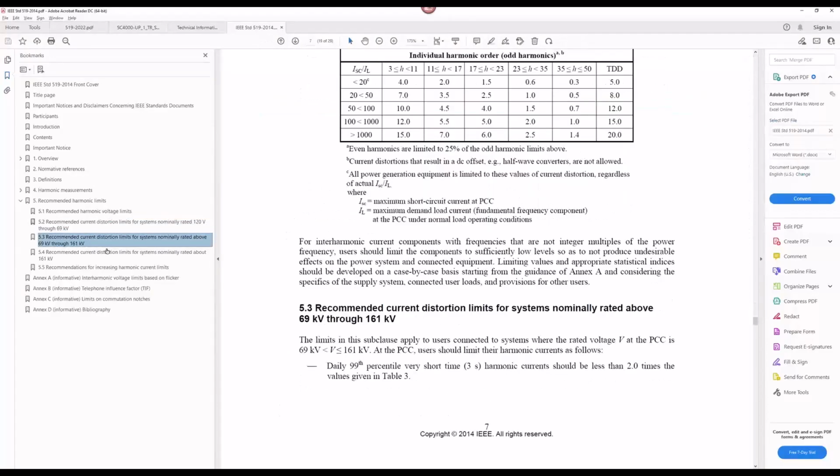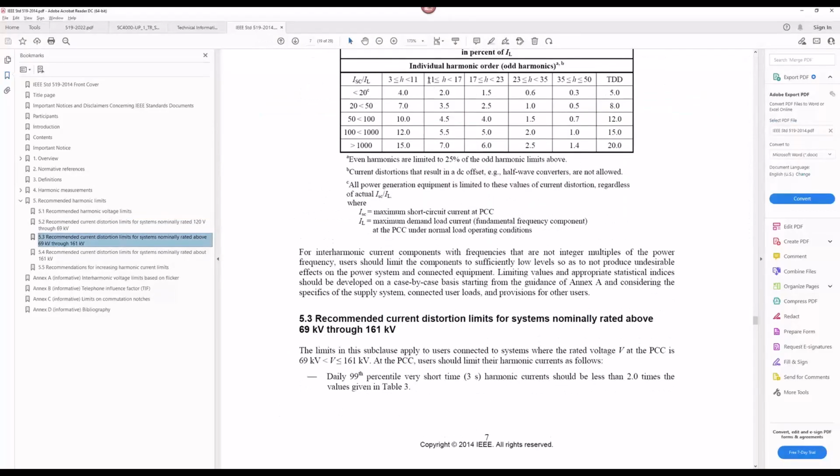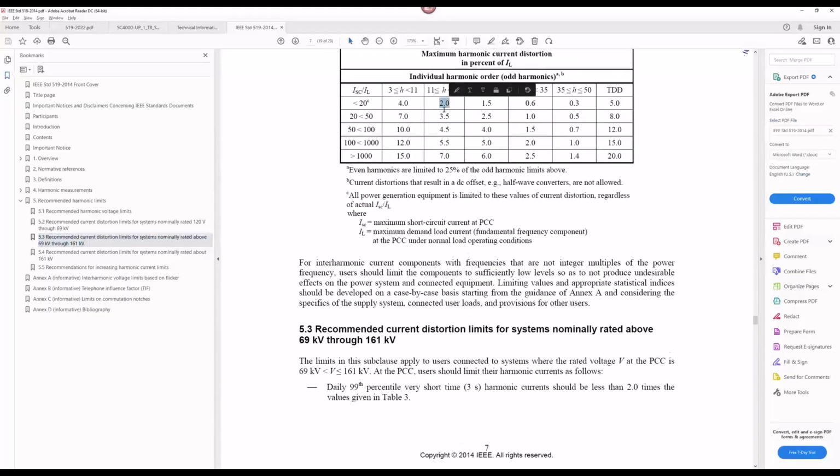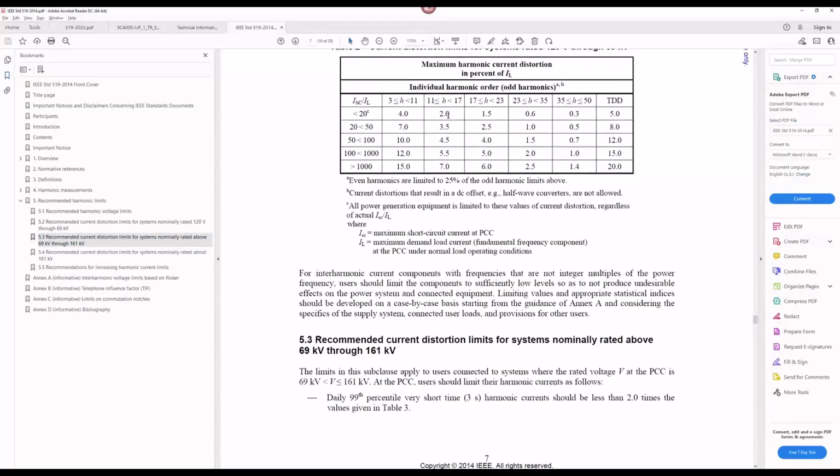If I go to my table here, that's okay. I have my harmonic order equal to 11 and 13 limited at about 2%, right? Which is very small, to be honest. So if you have so many harmonic current injections from so many inverters, they can aggregate together and become a violation as well. And also for the high order harmonics, let's say higher than 23, the limit is even smaller. So it's very easy to cause violations as well.